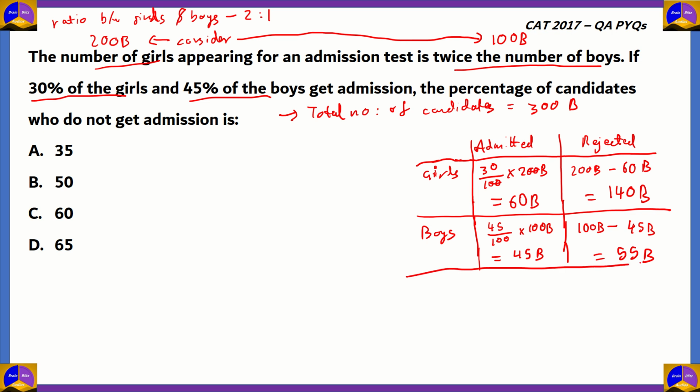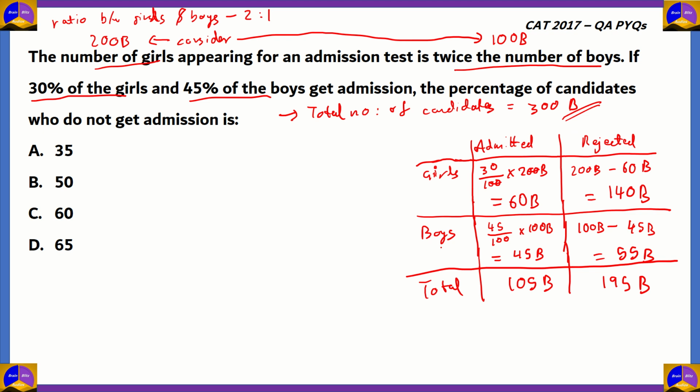Okay? Now let's look at the total number of candidates who got admitted and the total number who got rejected. So total admitted candidates would be 60 plus 45. That would be equal to 105B. The number of rejected candidates would be 140 plus 55, which would be 195B. So if you were to add 195 and 105, you would get the total number of candidates that appeared for the test, which is 300B.